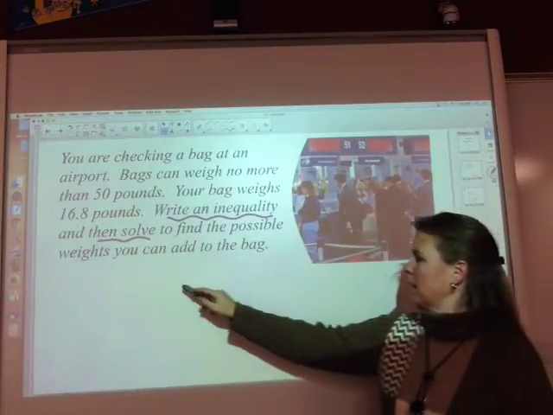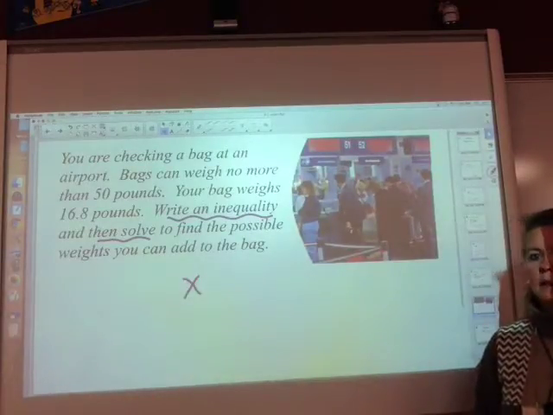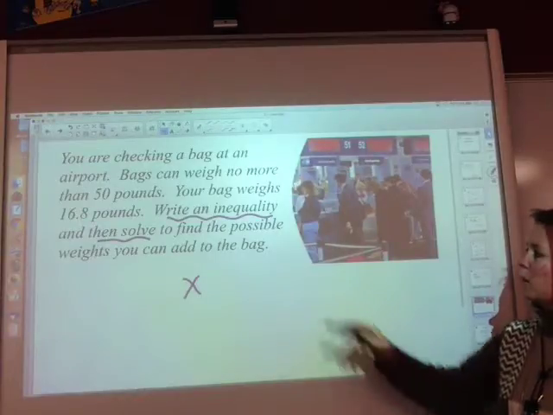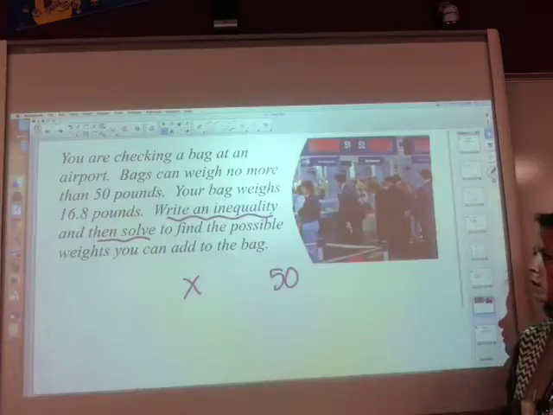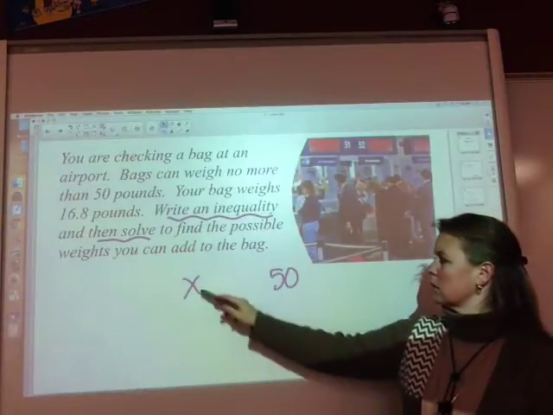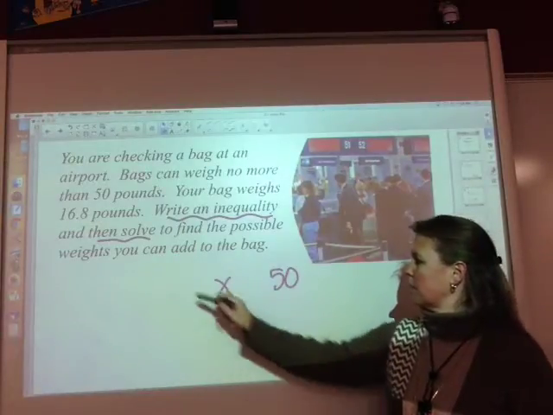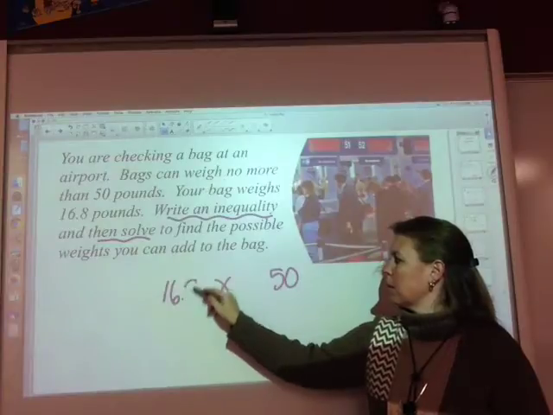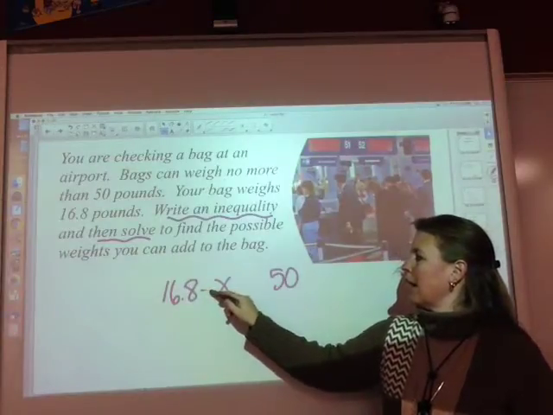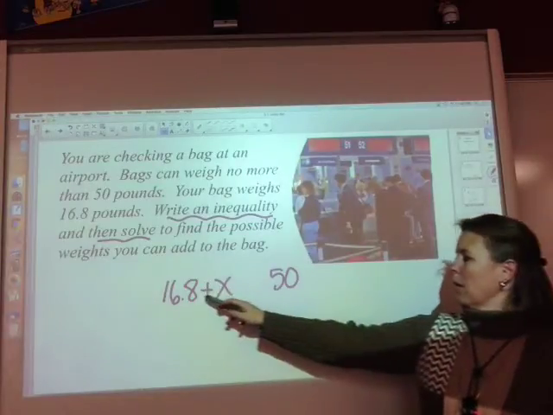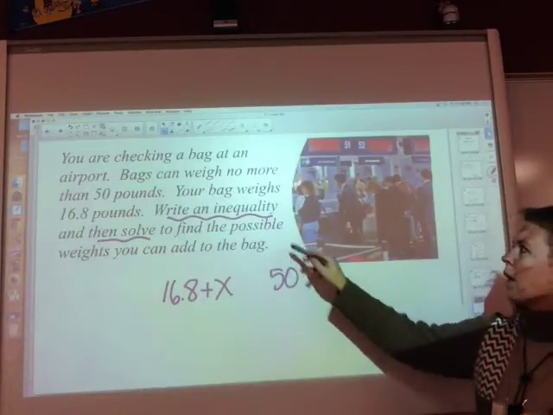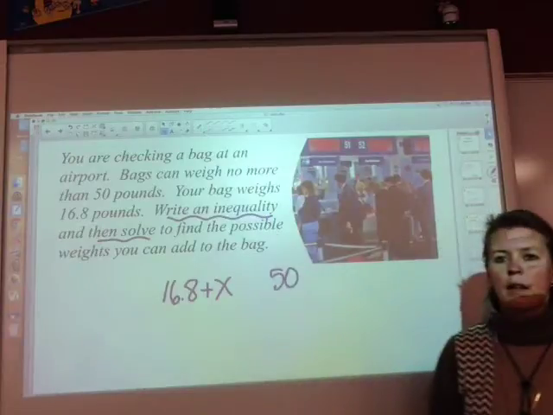We know we're going to write an inequality, so we're going to work with X's. We know that our bag can weigh no more than 50 pounds, so 50 is our target. 50 is our solution. Our bag already weighs 16.8 pounds. We've already weighed it. We want to go shopping at the airport and add some more weight to it. If we add more weight to this, it said it cannot weigh more than, no more than.